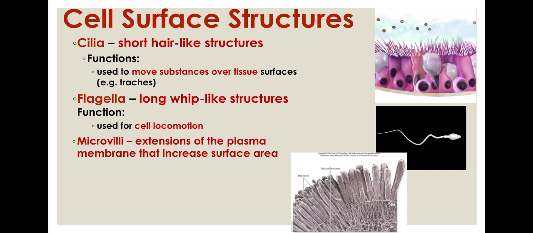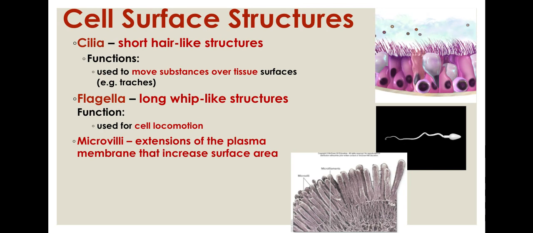There's some surface structures we should look at. Cilia are just short hair-like structures, and their job is to move substances over tissues. If you remember, tissues are just a bunch of cells that work together. So these cilia will move, and it will move things across those tissues. A great example is the trachea. You've got these little cilia on the cells to help move air and get rid of tiny particles out of that air.